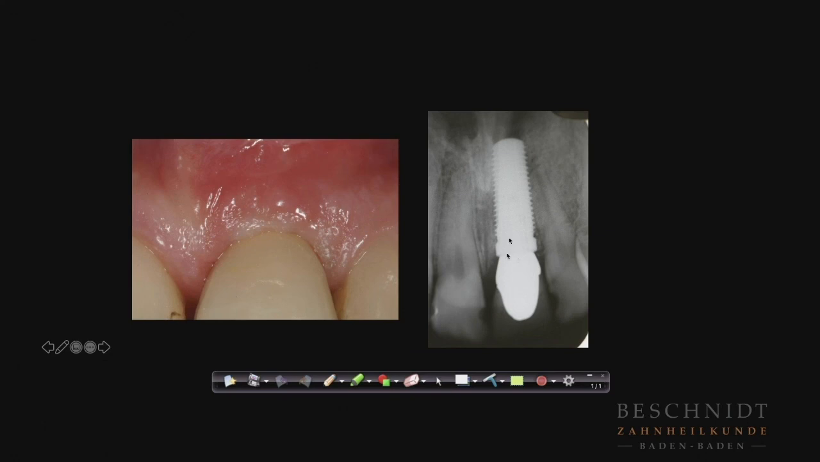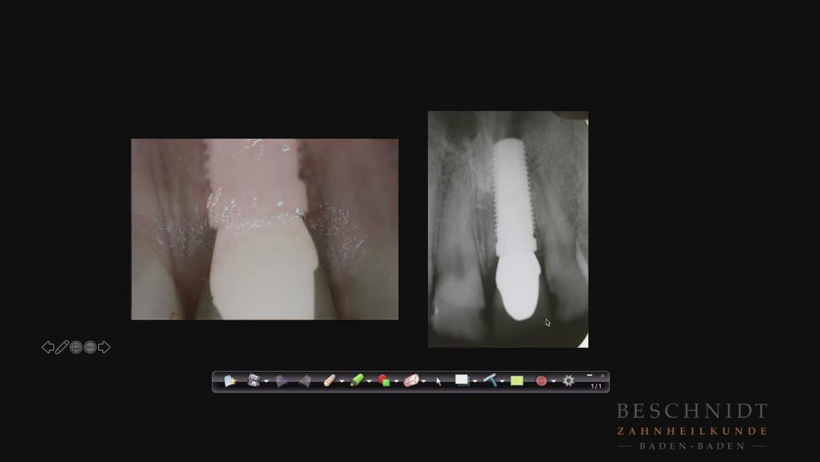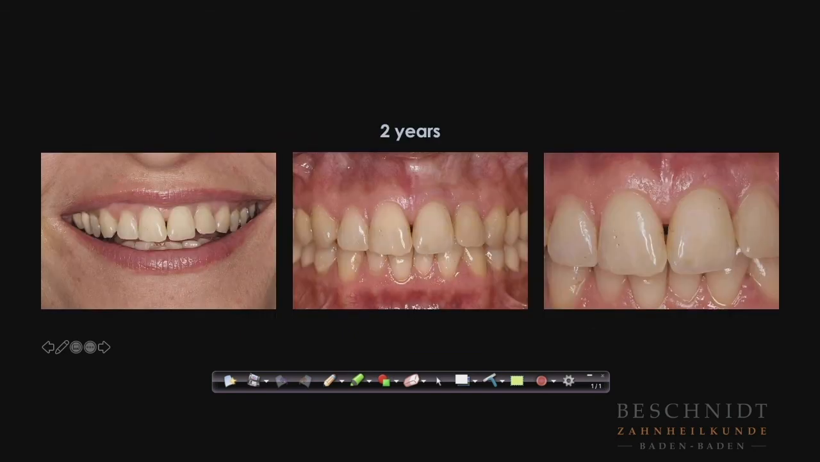And you see this case is very old, more than 10 years. I started 15 years ago, 20 years ago, with this kind of platform switching. It's a 6 millimeter implant and a 5 millimeter abutment. As you see here, we have nice, stable soft tissue, nice, stable hard tissue. But this is nothing if you don't know the long-term result. And here you see this is the 2 years.